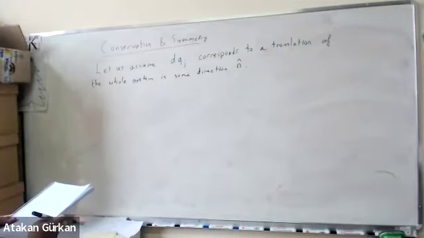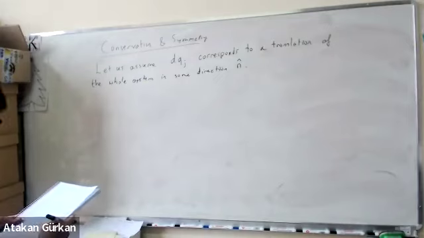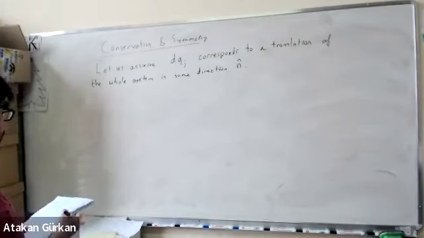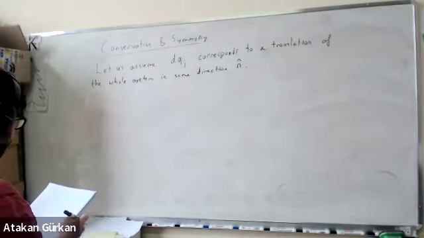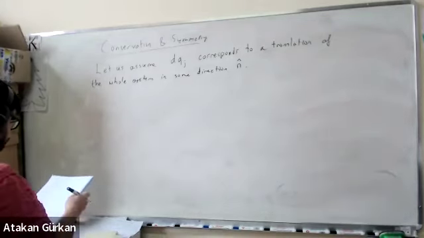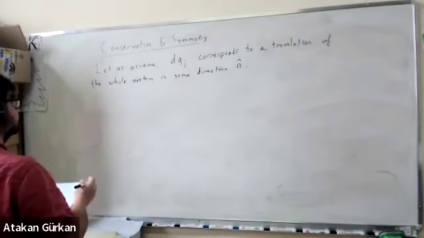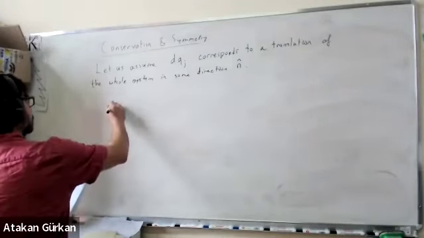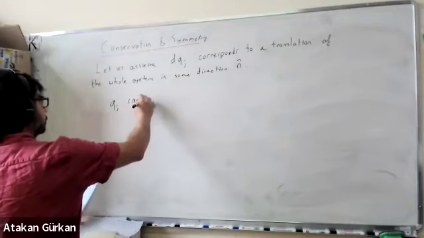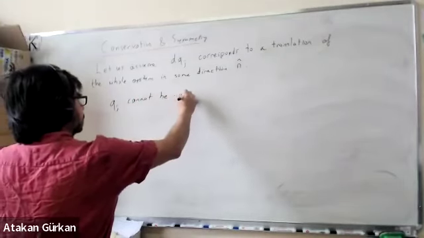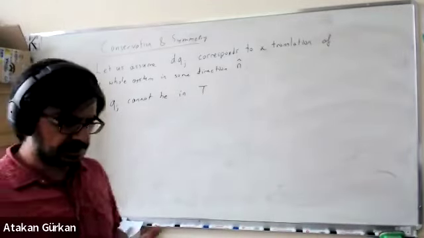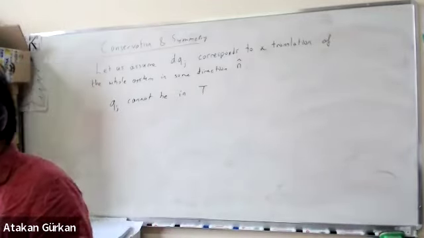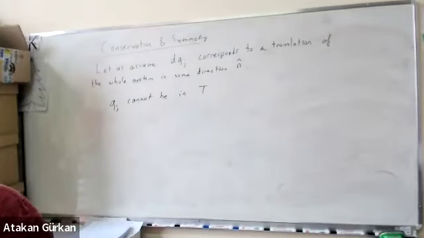So what can we say about this? So first of all, let's say this. Qj cannot be in T. Okay, so T, kinetic energy, is a function of velocities. And my claim is that Qj cannot be in T. Why? Or why not?